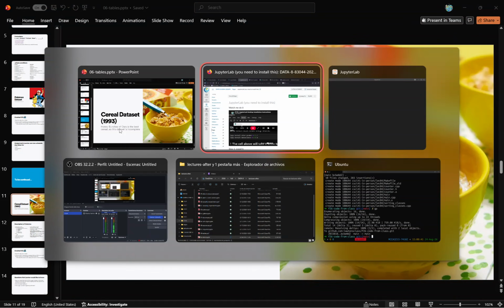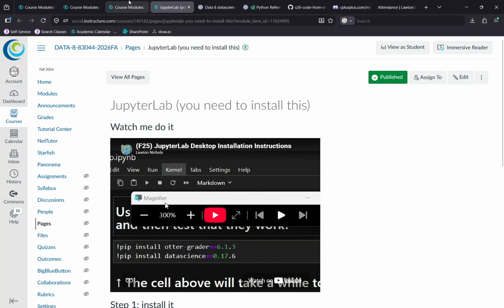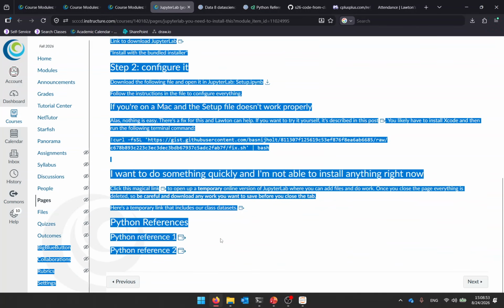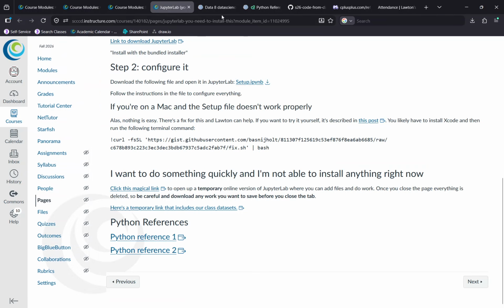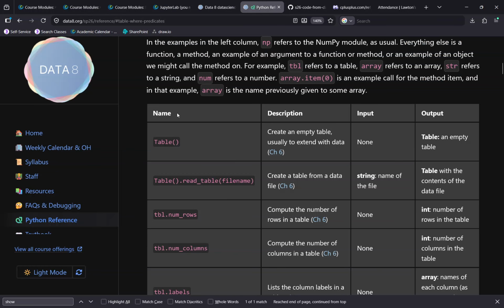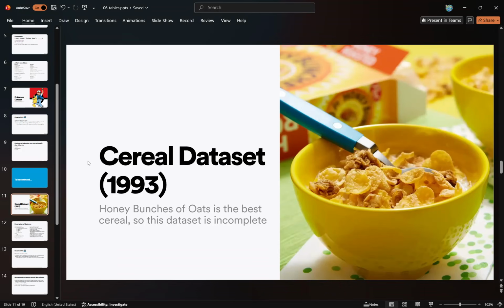Question first? Can you remind us how to get to the thing with the table where it shows all the .wheres and stuff? Oh, sure. I think both of these reference pages on our Jupyter Lab page. That's what you're asking for, right? Yeah. It's also probably somewhere in the book, but this is a faster way to get there.